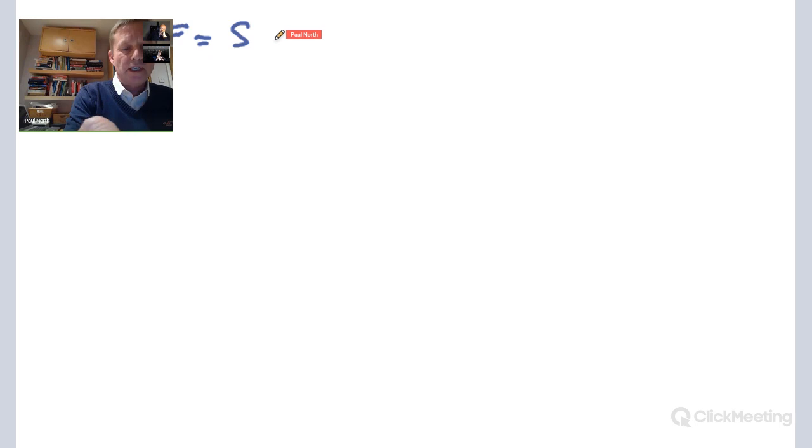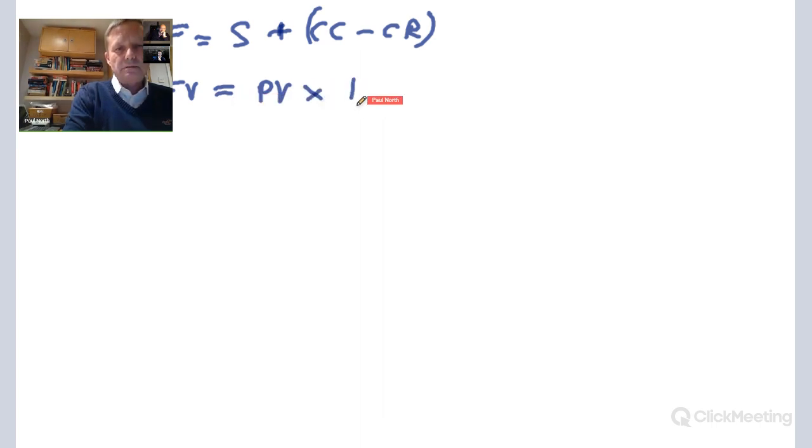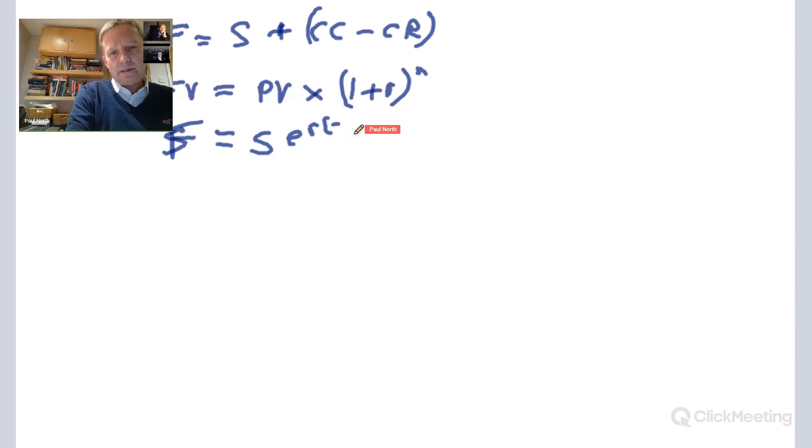One standard one is forward price equals spot price plus cost of carry minus carry return. Another way of describing that, if you're familiar with the concept of time value of money, is future value equals present value times (1 + R), and we can raise that to the power N. Or if you're a fan of books like John Hull, we can say F equals S using the exponential function raised to the RT, minus Q.